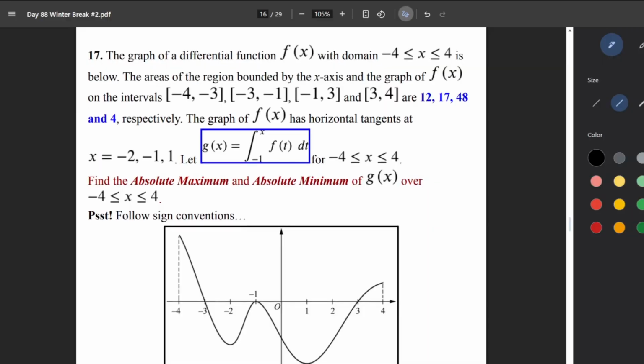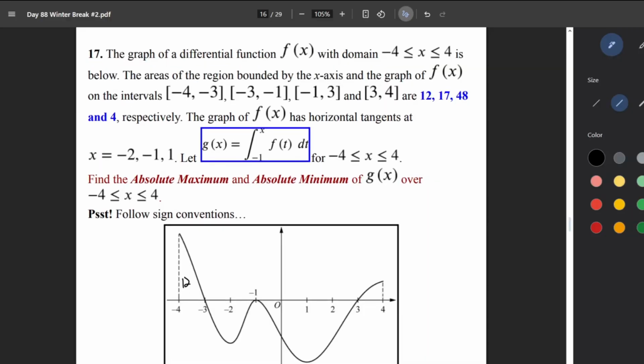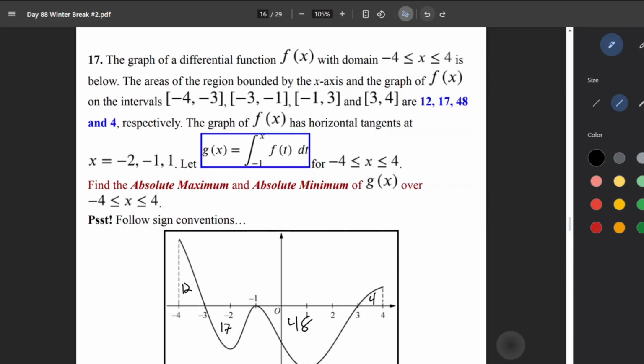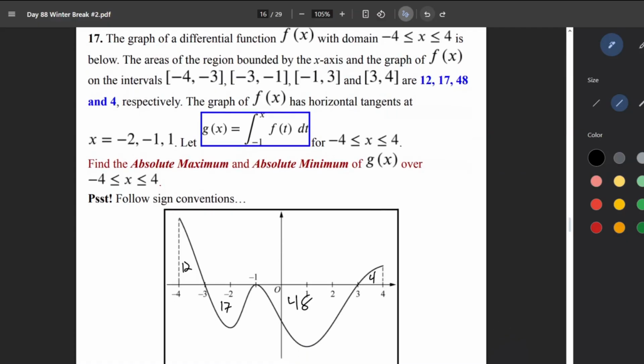Okay, so respectively, so this is 12, 17, 48, and 4. Well, this respectively thing basically means 12 aligns with this one, etc. It's kind of more of an English thing than calculus, so I don't really care. Okay, so let g of x find the absolute min and max. So this is basically where g dash of x changes signs.